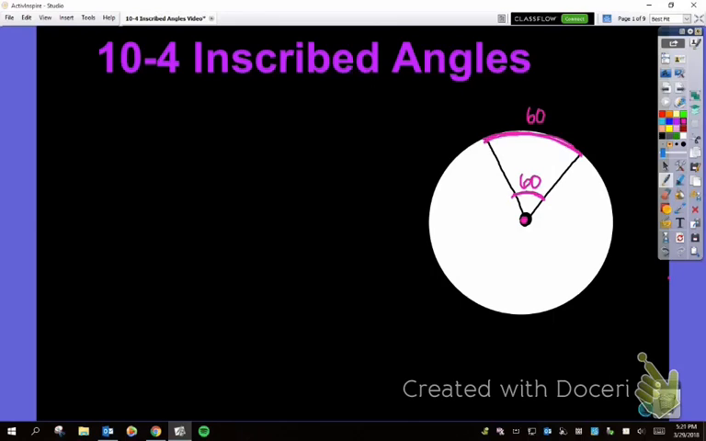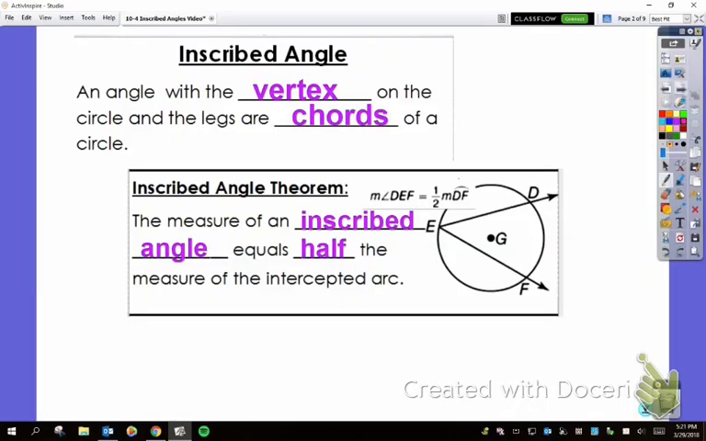So we're just going to jump right in. On your foldable, an inscribed angle is an angle with the vertex on the circle, and the legs of the inscribed angle are chords of a circle. So if you look at our first picture here, we've got our inscribed angle theorem. The measure of an inscribed angle equals half the measure of the intercepted arc. Now, intercepted just means the arc that's in between the angle that we're talking about.